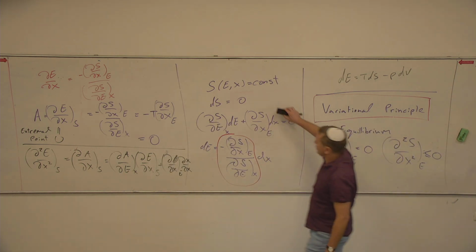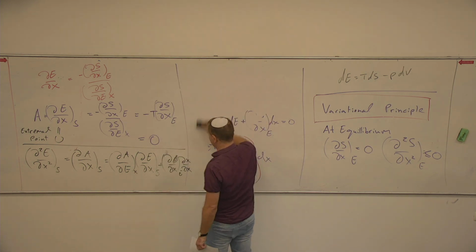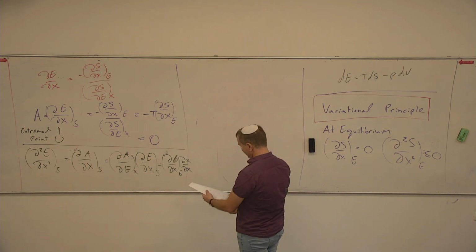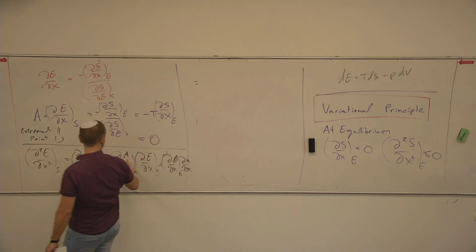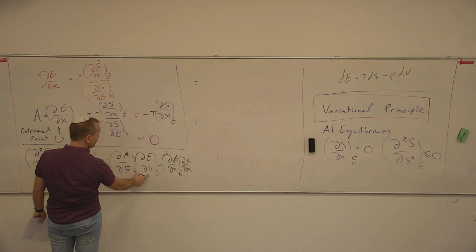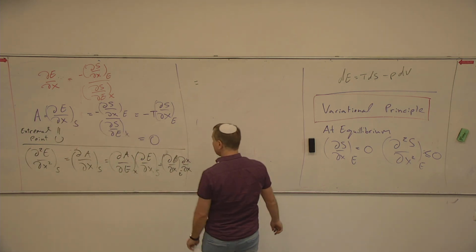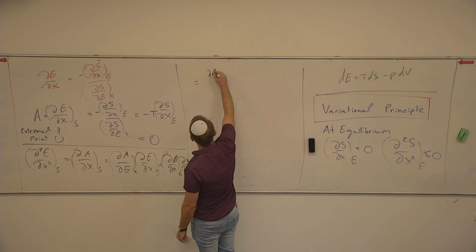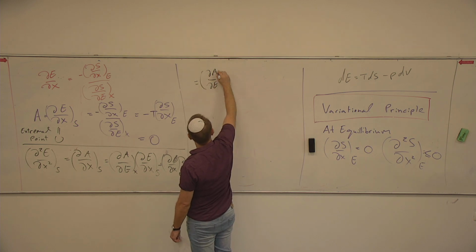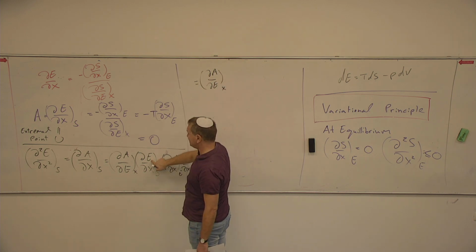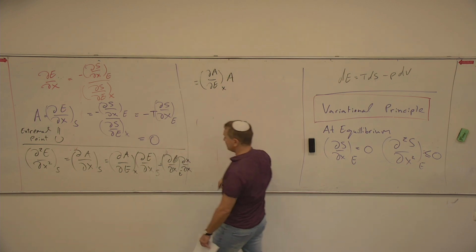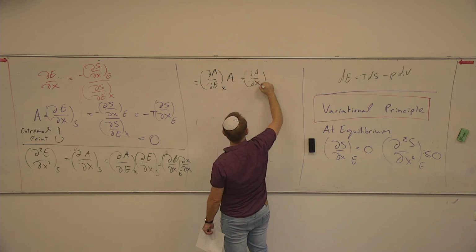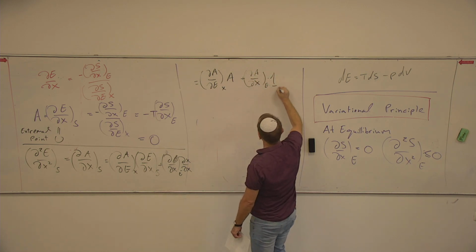Okay. So out of this mess, what comes out? It is dA/dE at x, dE/dE at x. What is dE/dx at s? Well, let's write it as a. So we have dA/dE at x, and dE/dx is a, plus dA/dx at constant energy, multiplied by 1.